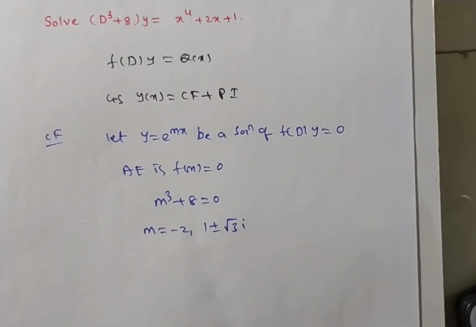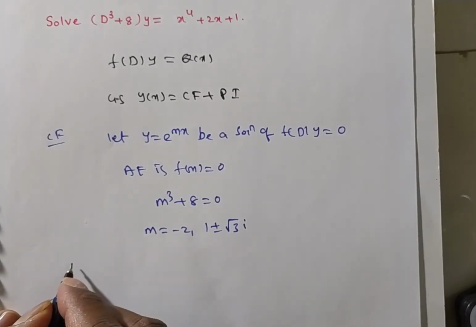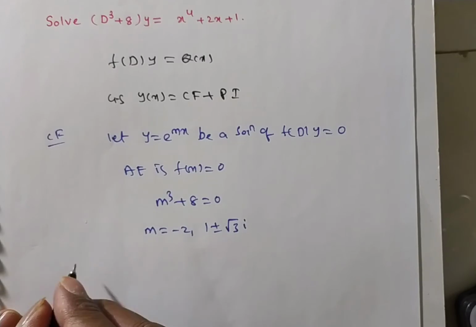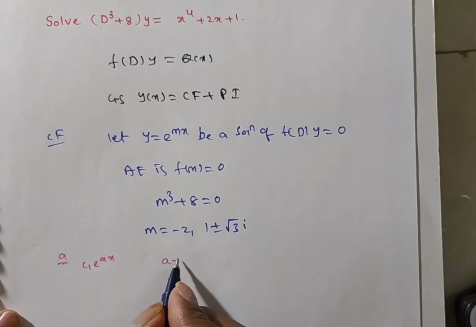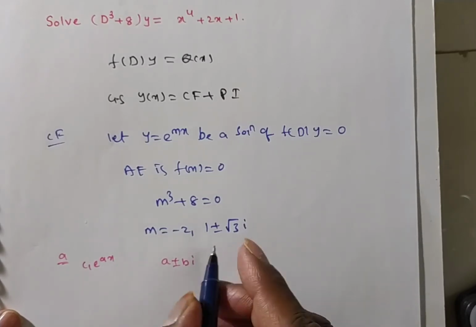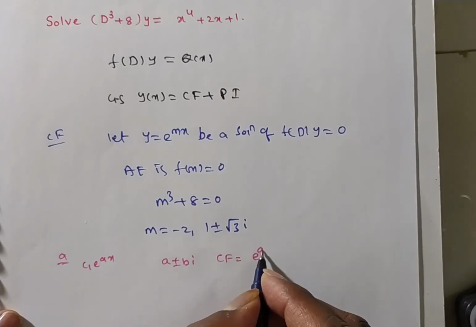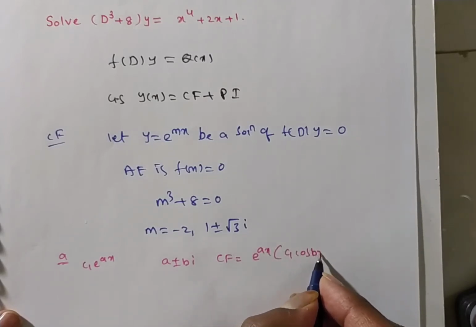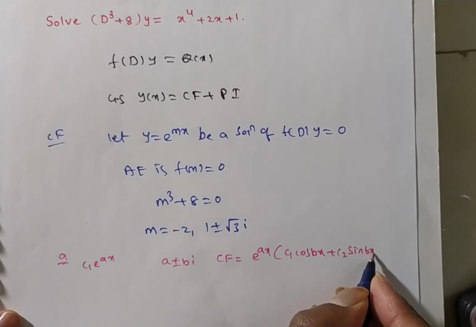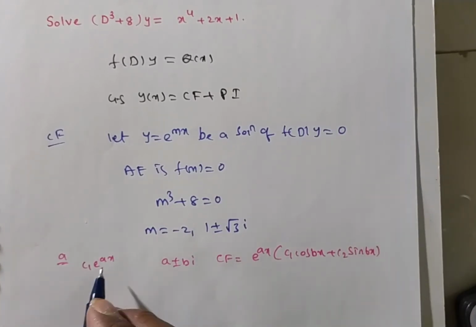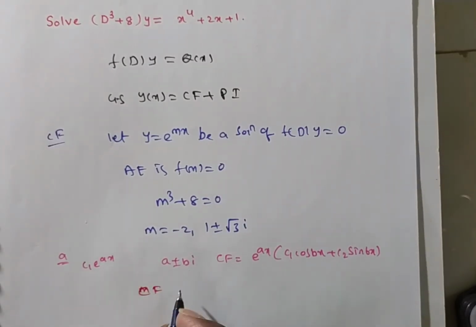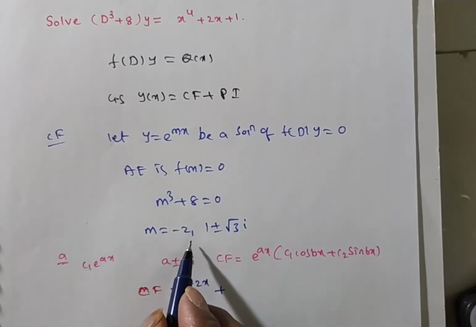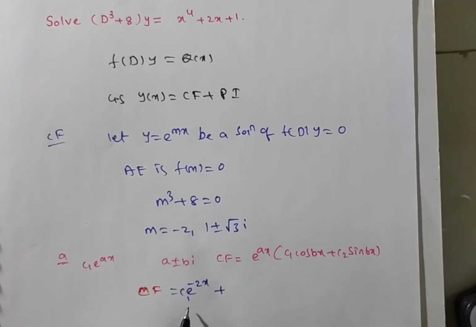Yes or no? Now you observe, if a root is real, say a, then we write c1 e^(ax). If a ± bi is a root, that is complex roots, then the complementary function we write as e^(ax)(c1 cos bx + c2 sin bx). Okay, now here what is a? Minus 2. So the complementary function CF = c1 e^(-2x), because this is the first arbitrary constant, first root.